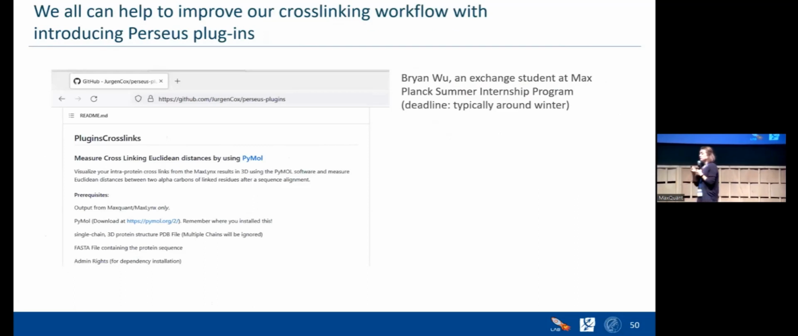As you know, we also give the Perseus plugin, and last year there was an exchange student from the US who was working with us for a few months, and he helped us do some plugin on the Perseus, so you could use PyMol; you can give the input of the crosslinking there. What I want to say here is that you could also contribute now to our crosslinking workflow by making your own pipeline plugin. I also want to say that every year there's this Max Planck summer internship happening, so if you know someone, they could also apply here.